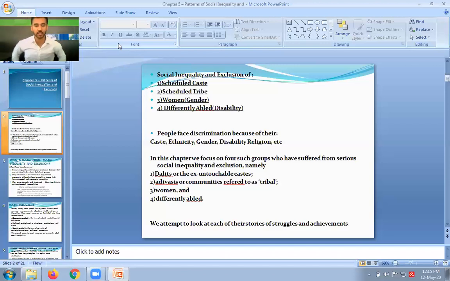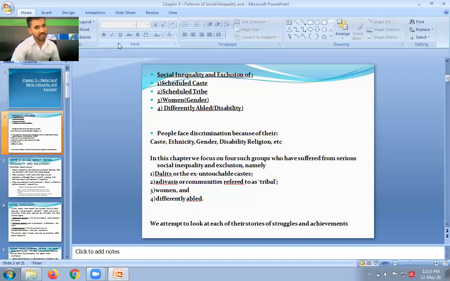We're going to understand that as well, right? So I'm sure now you have got the understanding of the introduction of this chapter, that we're going to study social inequality and exclusion of SC, ST, gender, and differently abled, disability. So we're going to study these four sections, right?